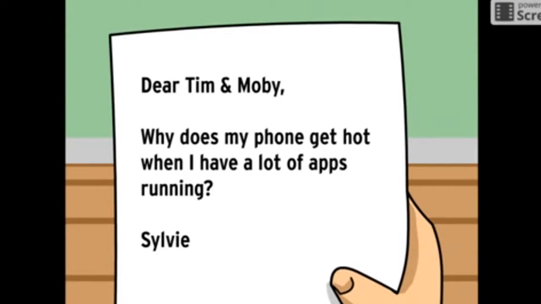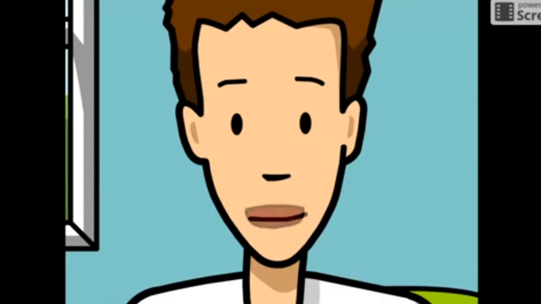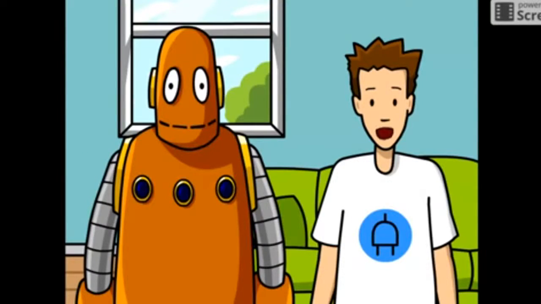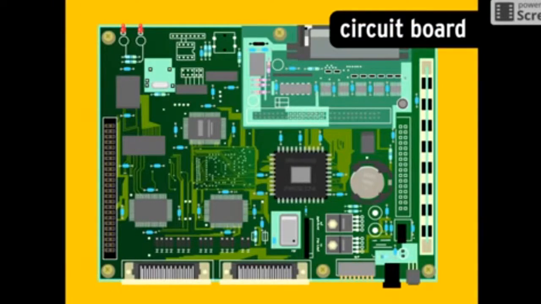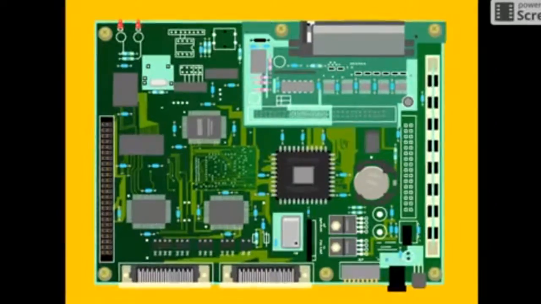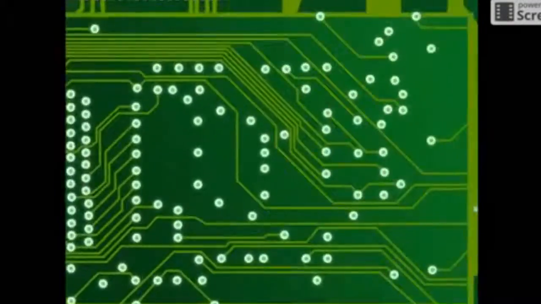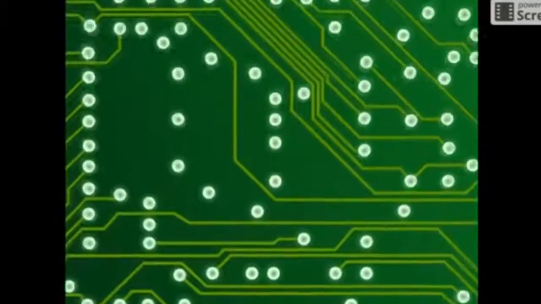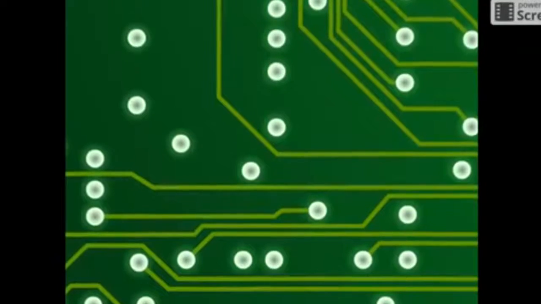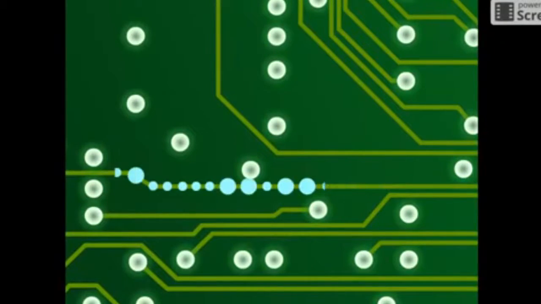Dear Tim and Moby, why does my phone get hot when I have a lot of apps running? From Sylvie. Hey Sylvie. If you've ever opened up an electronic device, you probably saw one of these. This is a circuit board. It holds the main parts of a circuit and controls the flow of electricity to them. Close up, you'll see something like little pathways. In fact, that's just what they are, paths for electricity to flow from one piece to another. As electricity streams through the circuit, it's also passing along tiny pieces of information. The current is actually pulsing in a kind of code called binary.